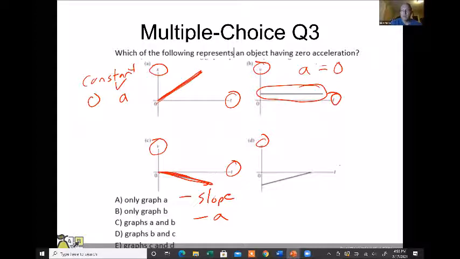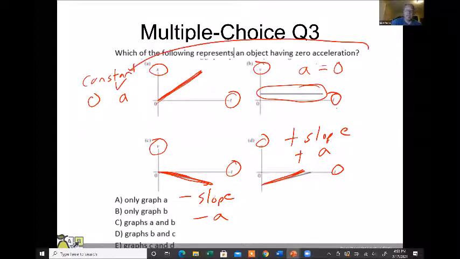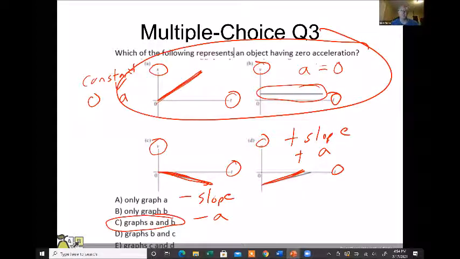D, another velocity time graph. Here we have a slope that's up and to the right, so that's a positive slope, which means a positive acceleration, a non-zero acceleration, which means our answers to this one are A and B, which would be choice C. Anybody have questions on that one for me?